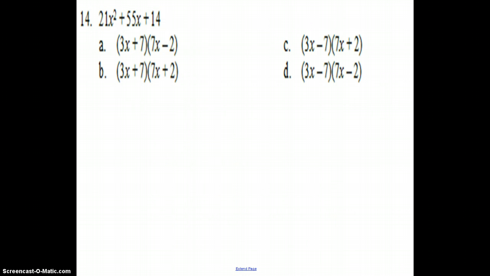Okay, next one. 21x squared plus 55x plus 14. So first of all, in this problem, no common factor to take out. So I'm just going to go through my normal drill. If it's plus plus, then that means it's case 1. That also means it has to have a sum of 55.